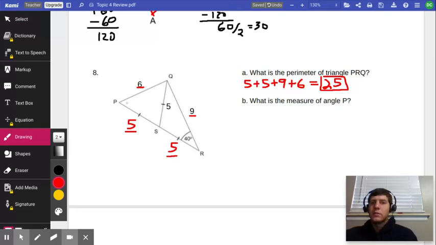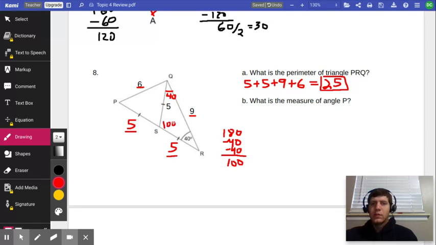Measure of angle P, so we want to try and get over here to P. Okay, so this is an isosceles triangle, so this is going to be 40. Okay, three angles of a triangle add up to 180, right? Those two are congruent. So we can do 180 minus 40 minus 40. That's 180 minus 80, so that's going to be 100.